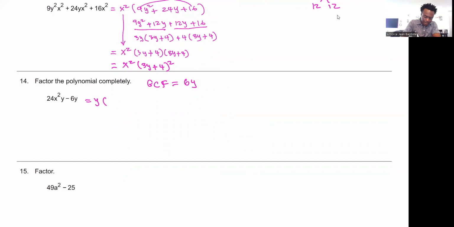6y factored out. And then we have 4x squared minus 1. We're not done yet.